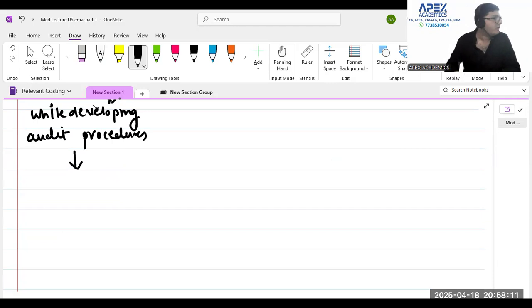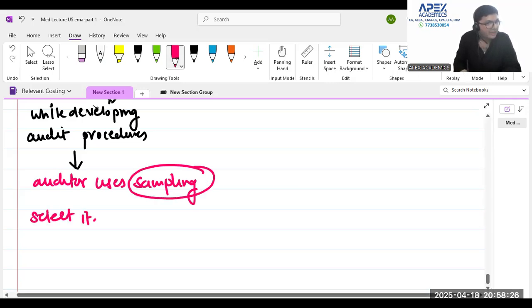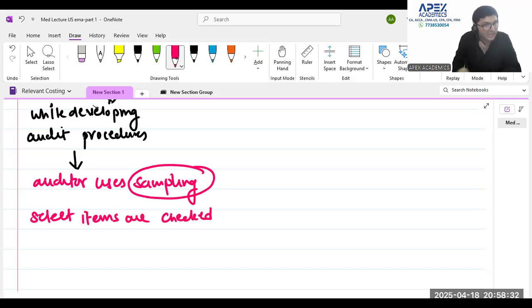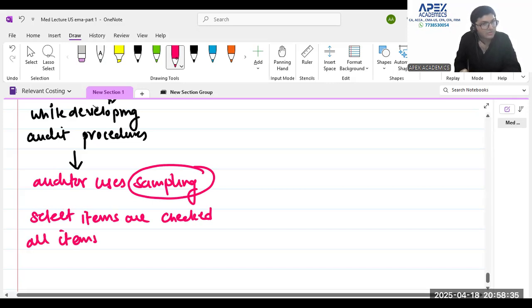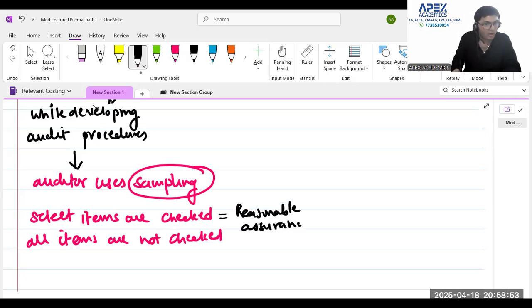Sir, while developing audit procedures, I am adding this point here. Auditor uses sampling. Sir, what is sampling? Sir, select items are checked. Sir, all items are not checked. Therefore, since select items are checked, do you get a reasonable assurance or an absolute assurance? Sir, reasonable assurance. Sir, we get a reasonable assurance, and all items are not checked.